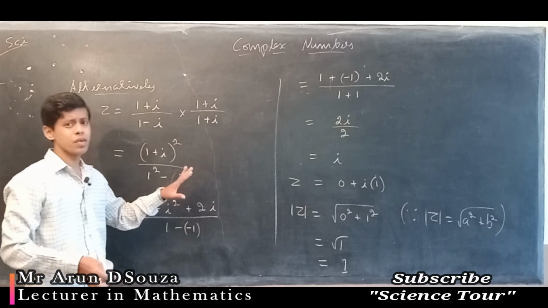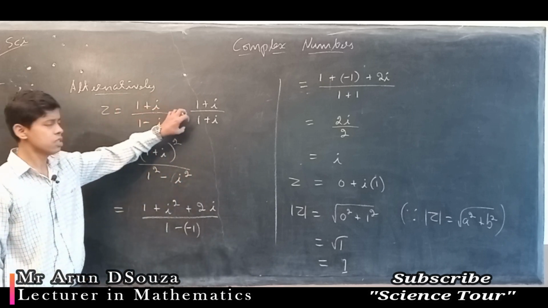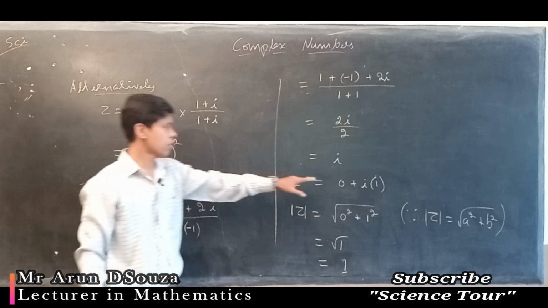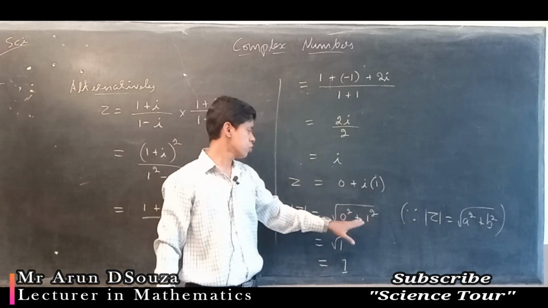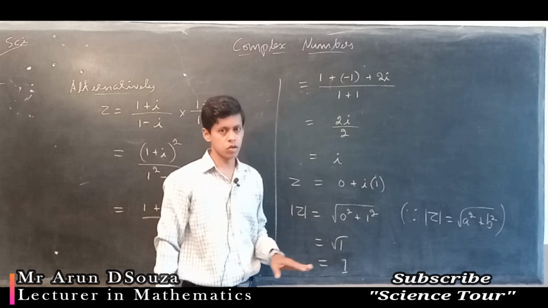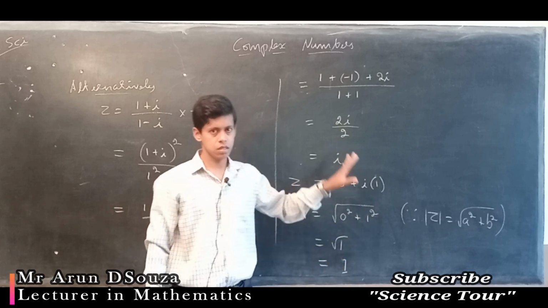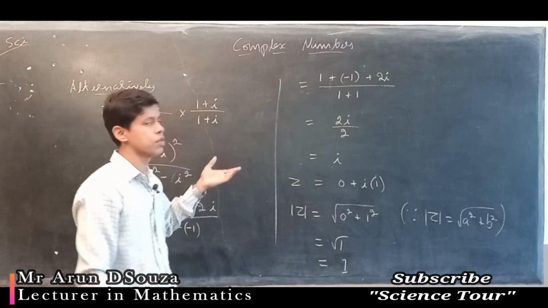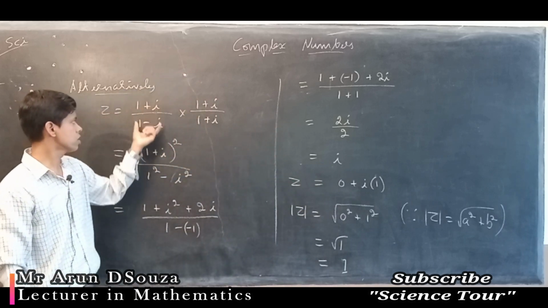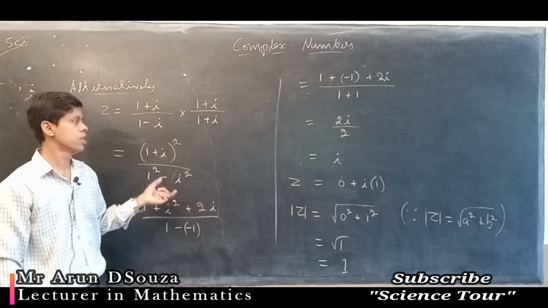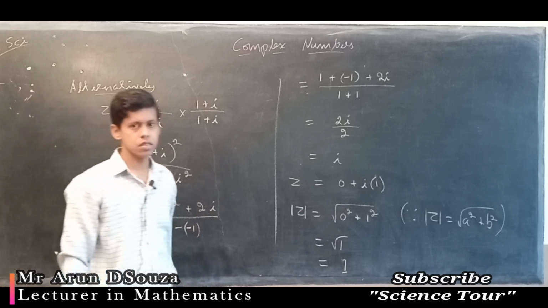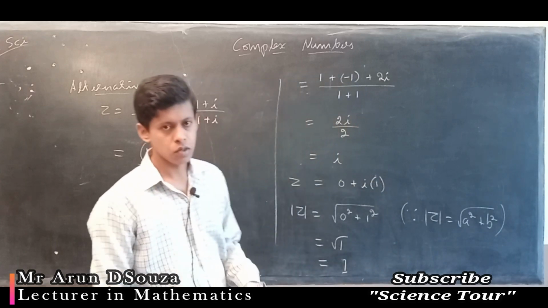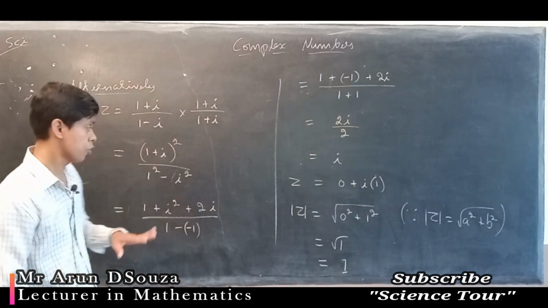So there are two methods actually. Here what we need to do is rationalize first and then convert that in the form of a plus ib, and then we can use the formula of the modulus and find the modulus. So that is the second method that we have understood. But in the first method, we found the modulus separately and simplified. Whichever method you find easy, that can be followed.